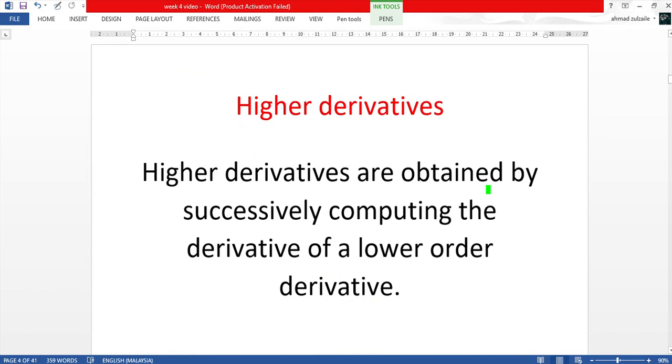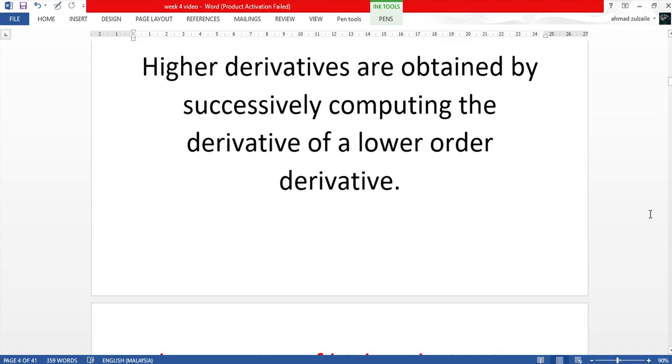Higher derivative. What is the definition of higher derivative? Higher derivatives are obtained by successively computing the derivative of a lower order derivative. For example, let's say you have y, you differentiate y in terms of x, you get y prime. From the lowest, this is y. If you differentiate, it becomes y prime. Differentiate y prime, it becomes y double prime. So you can see the number of primes is increasing.